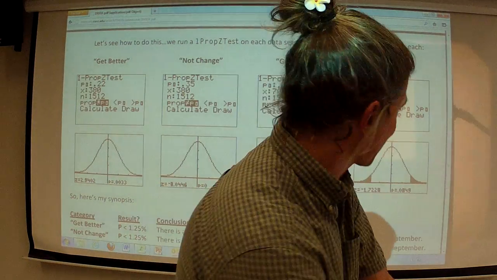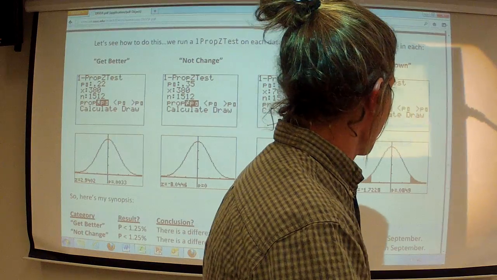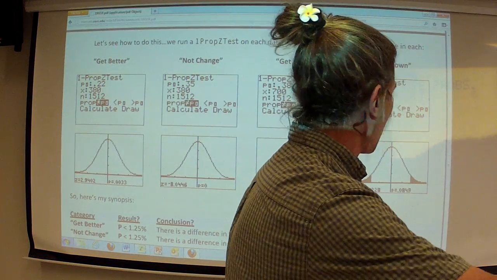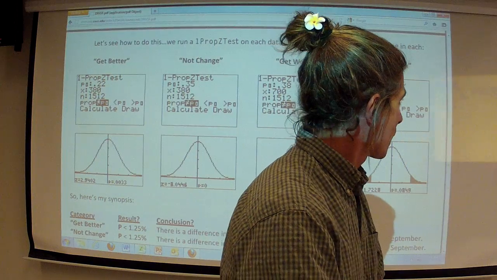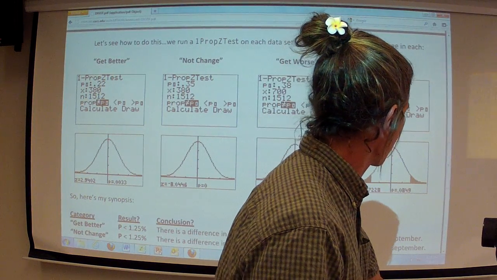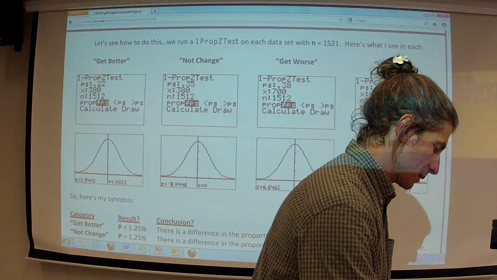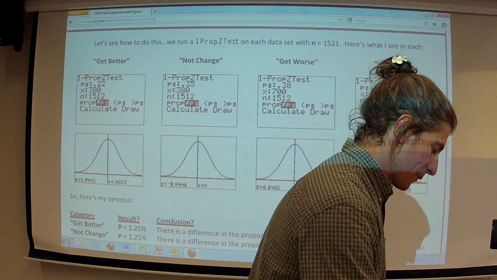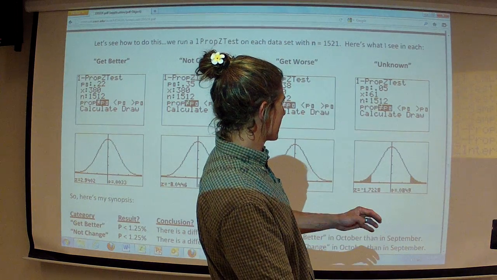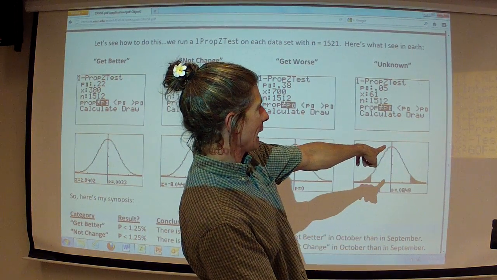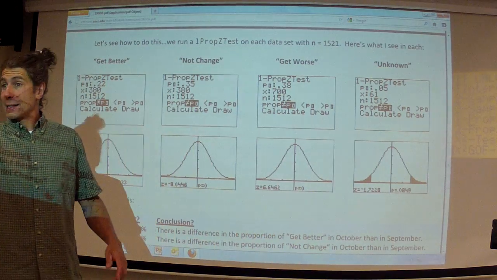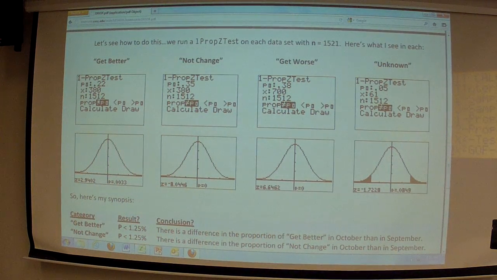Some of the newer TIs, if you look in the tests menu, actually have a GOF test. That's really good. Would that be the chi-square goodness of fit? Yep. If you go to stat tests, some of the newer 83s and 84s actually have down low a chi-square GOF test. But a lot don't, which is why I wrote the program, so that those who don't could have one. I don't particularly like theirs, because it asks you for one more piece of data that's dumb. It asks you to put in degrees of freedom, which any competent computer programmer could pull from the data.